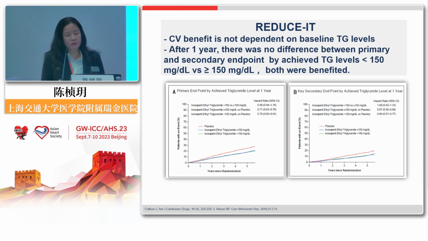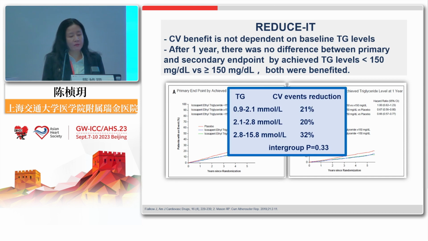If you see the analysis later, the results showed that CV benefit is not dependent on baseline TG levels. After 1 year, there was no difference in the primary and secondary endpoints by achieved TG level, no matter above 150 or under that. Both benefited. If you look at the baseline TG, you will see that no matter whether the baseline is higher or lower, the CV benefit is quite similar, with no significant difference between groups.